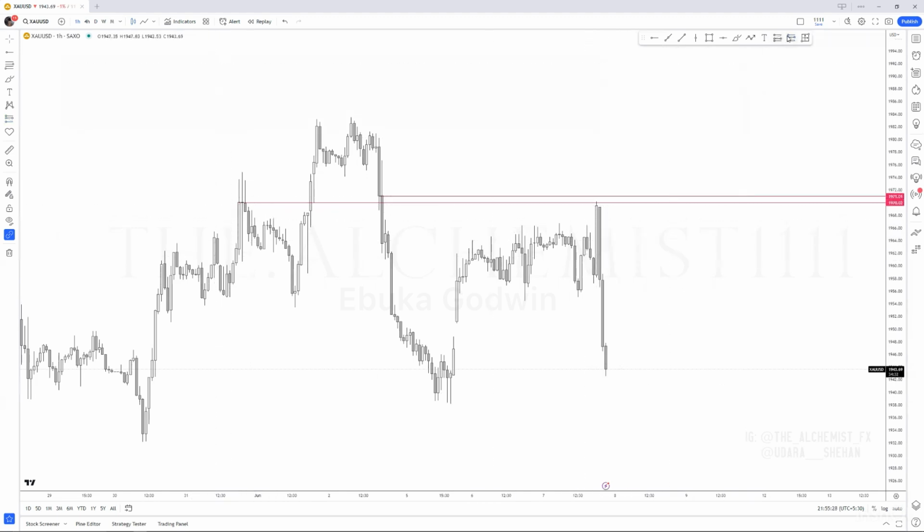Okay, I'm going to take the sell from this zone. Then I also know that there is another zone up here that the market could reach, so I'm going to place my stop loss above that. But my stop loss is always between 20 to 30 pips.